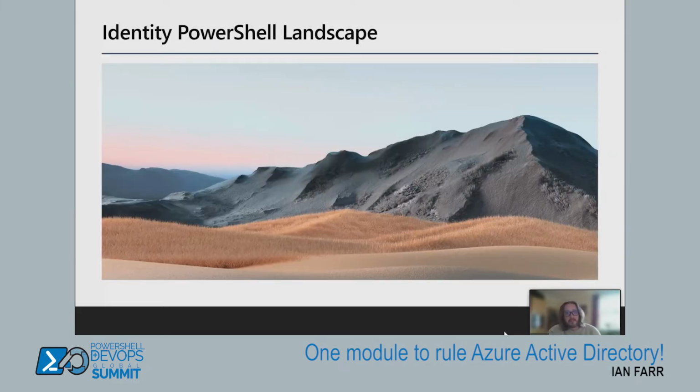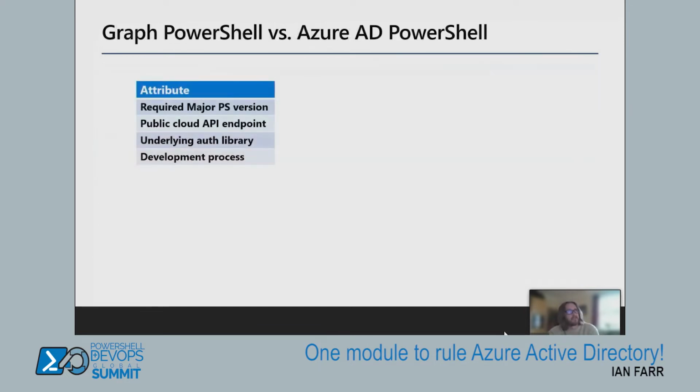All right, so I mentioned landscape as well. So what's the current landscape? And again, a table. I'd love to know if this is working out. But what are our attributes in this table? I'm going to compare Graph PowerShell to the Azure AD PowerShell module. So I guess compare the most used to the strategic and newest module.